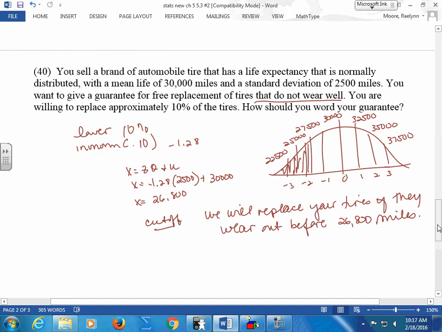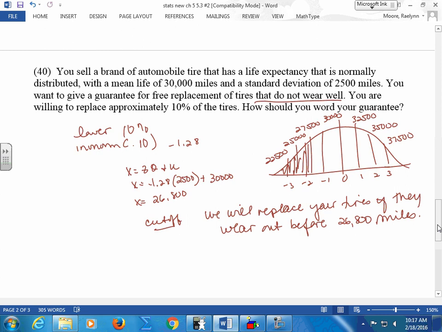Say you sell automobile tires, and you expect they're normally distributed with a mean life of 30,000 miles and a standard deviation of 2,500 miles. And this is something that interests you guys. You want a guarantee for free replacement for tires that do not wear well. You are willing to replace approximately 10% of the tires. How should you word your warranty?